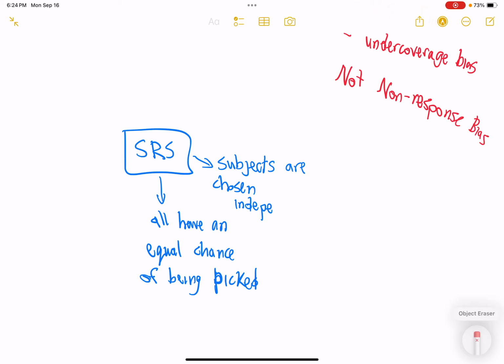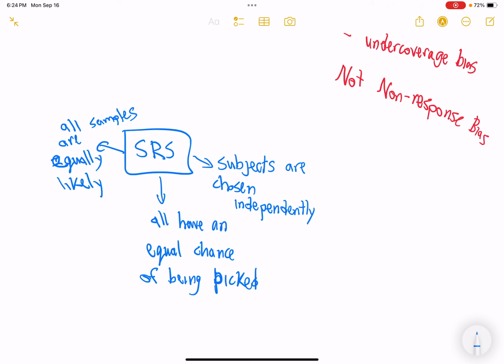And all samples are equally likely. Instead of trying to write an equal sign, equally likely. Right? Any combination is equally likely. And if you turn to slide 26, you see I have this beautiful sketch of 9 people, and I randomly pick 3, 6, and 7, and that's my simple random sample, for example.